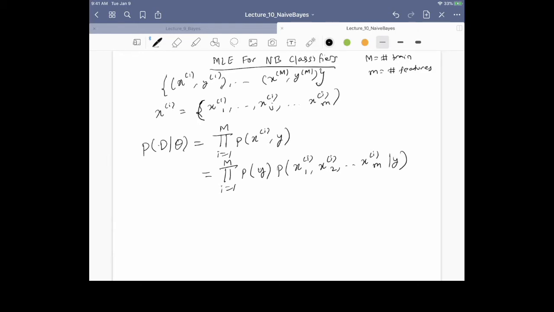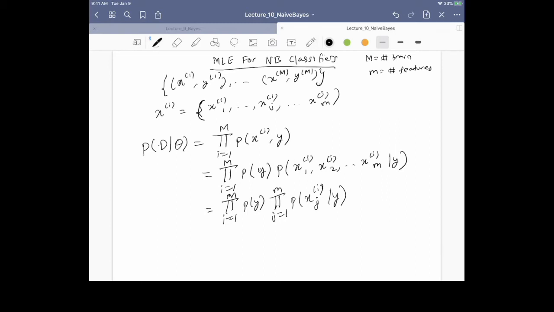Okay, so all I've done right now is enlarge this, right? And because of the naive Bayes assumption, what we have is that this is nothing but the product of i from 1 to capital M, P of y, and there's one more product inside. So this product is nothing but the product of j from 1 to small m, P of x_ij given y. Again, I'm taking the ith instance and the jth feature of this ith instance, okay?